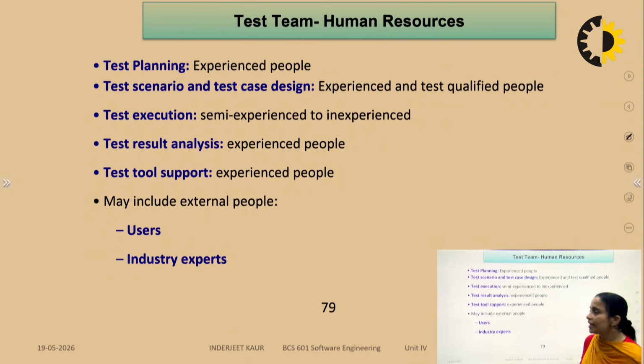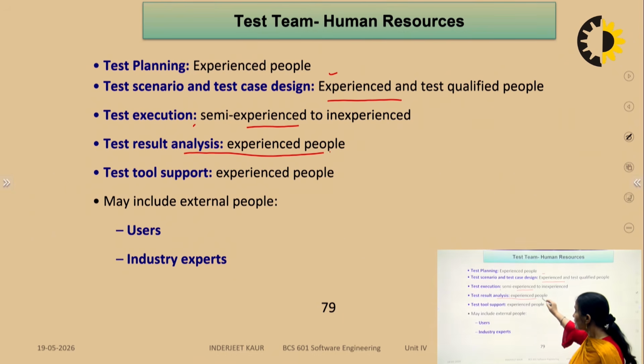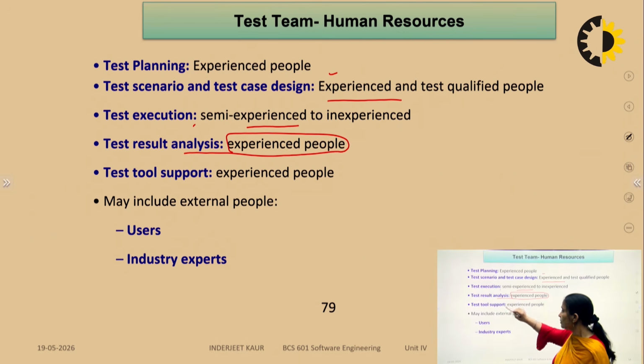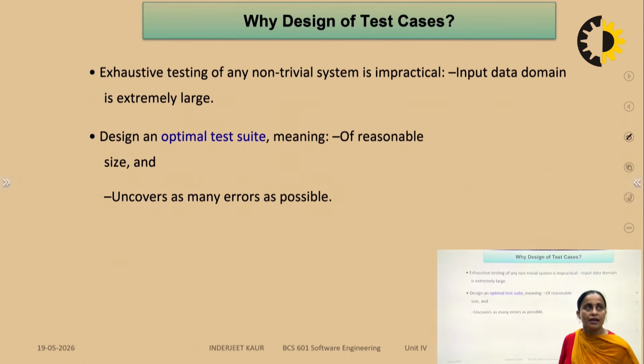For planning, an experienced person I should give, with test scenario and test case design experience, and test qualified persons. Test execution means semi-experienced to inexperienced people can also do it. Test result analysis should be done by experienced people. Test tool support again should be done by experienced people. We may include some external people in the form of users or industry experts.